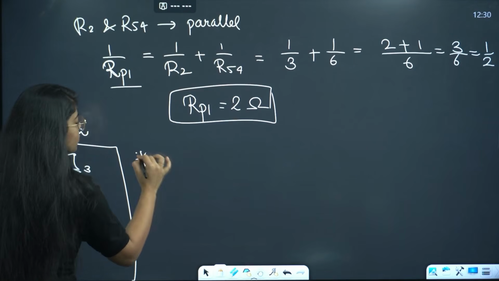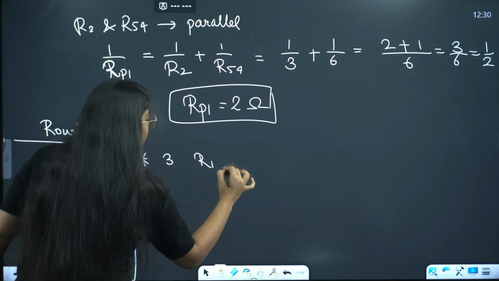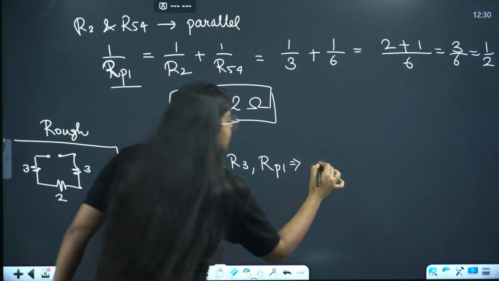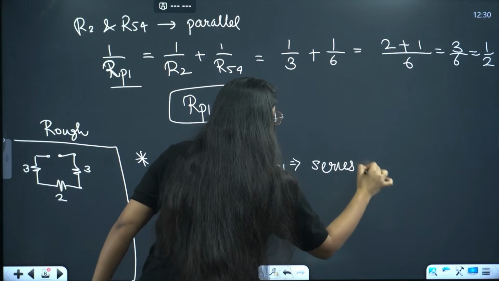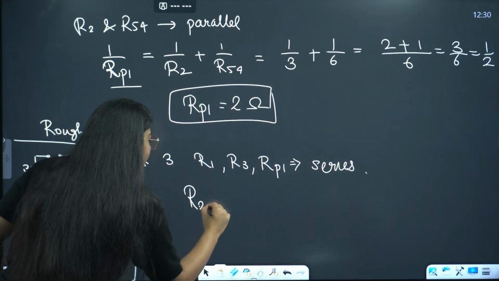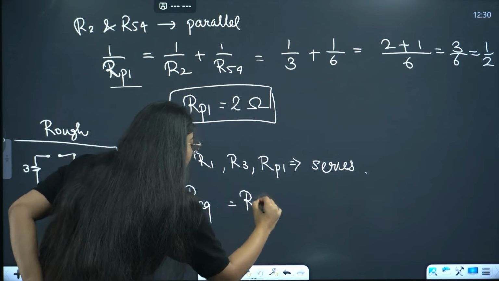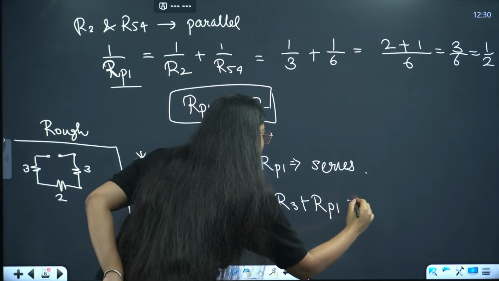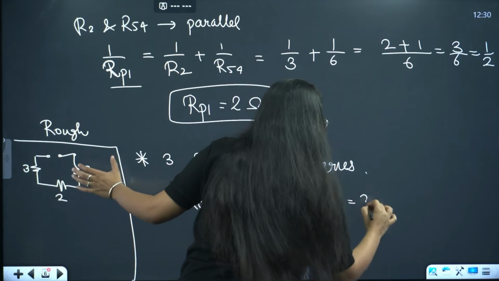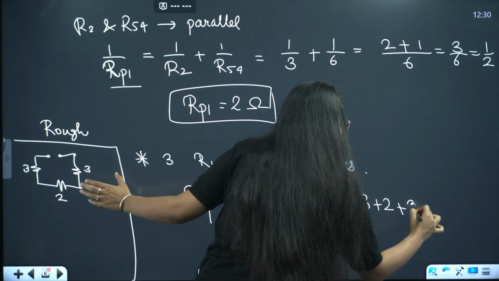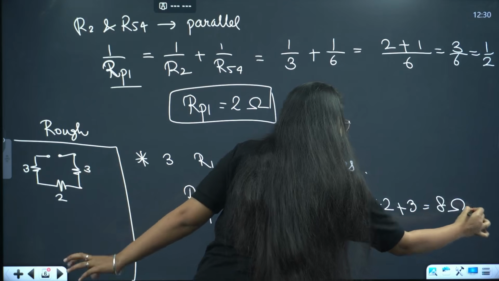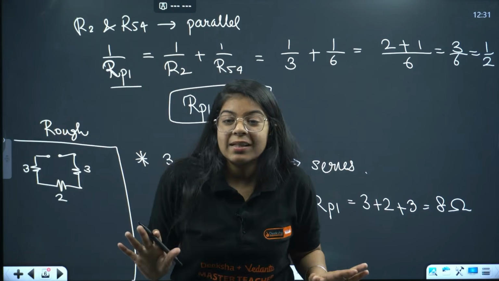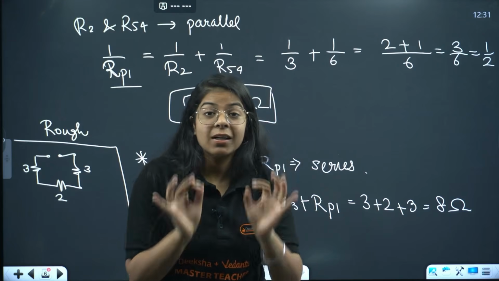Now step 3, R1, R3 and RP1 are in series now, right? So I will simply add them. So equivalent resistance will be R1 plus R3 plus RP1, that is 3 plus 2 plus 3, that is 8 ohm. Done. The equivalent resistance comes out to be 8 ohm.